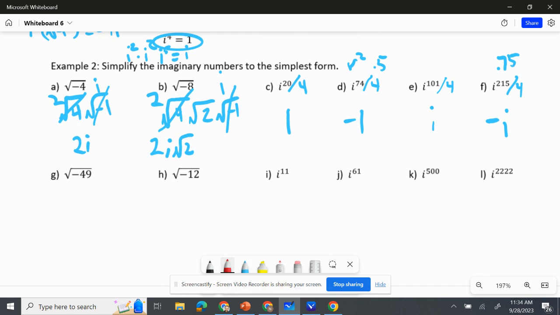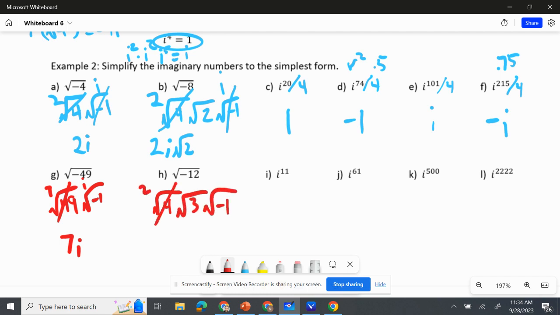So when we're looking at letter G, we have the square root of 49 and the square root of negative 1. So that would be 7i. 12 we know is 4 and 3, and of course negative 1. The square root of 4 is 2. The square root of negative 1 is i, so it's 2i square root of 3. If we take the 11 and divide it by 4, we're going to notice that there's a remainder of 3, or 0.75 if you use a calculator. So that means it's going to be negative i.